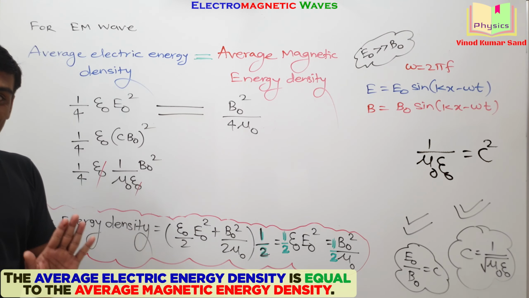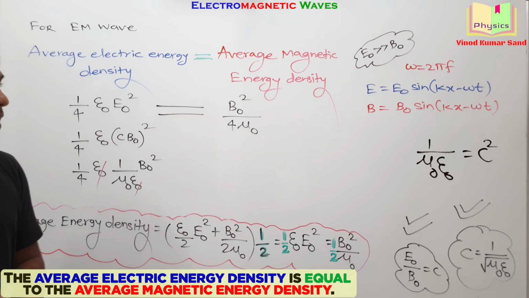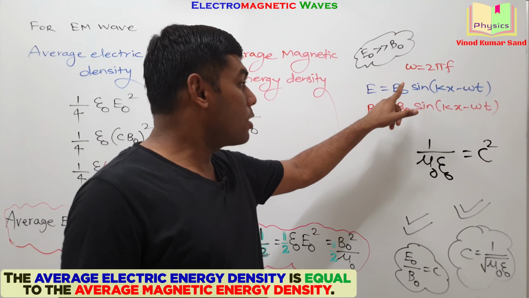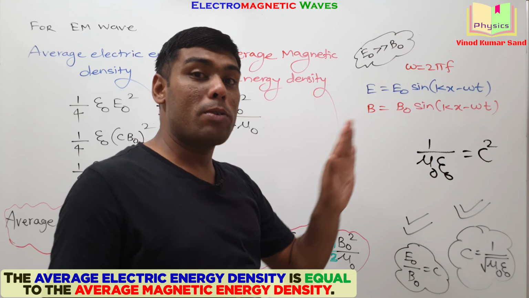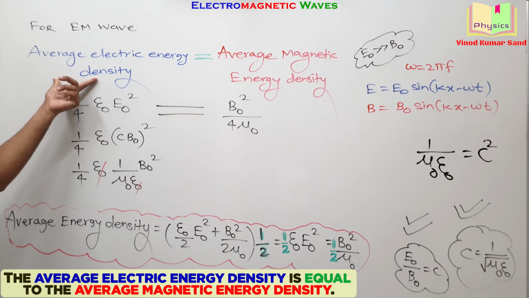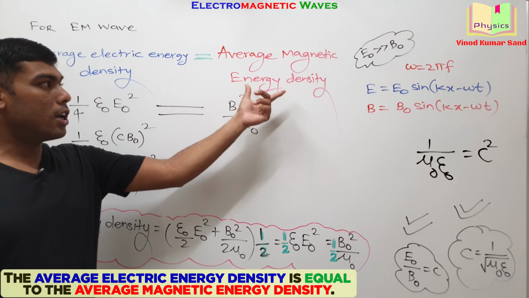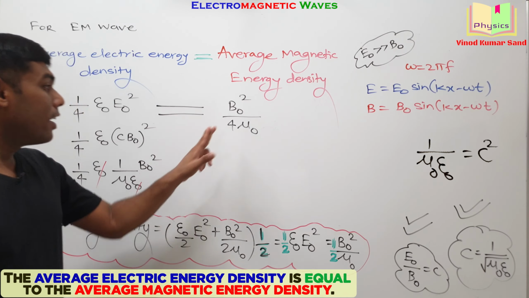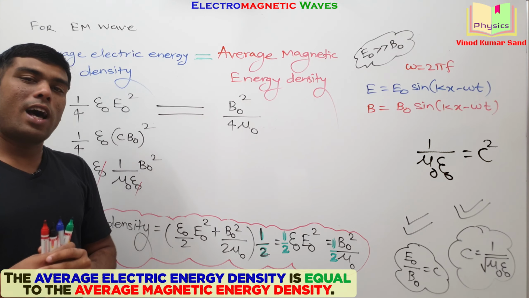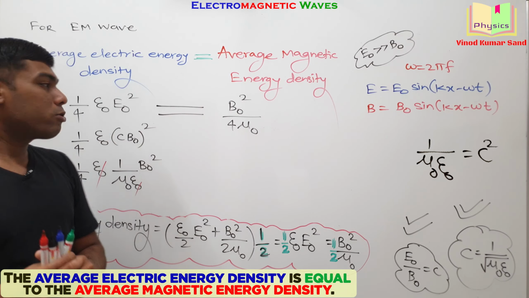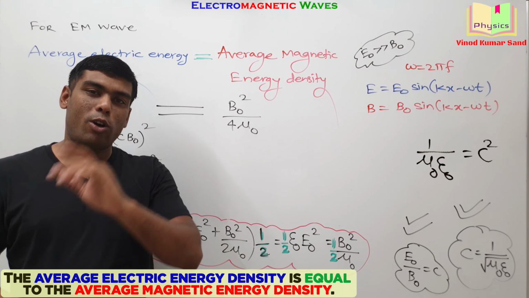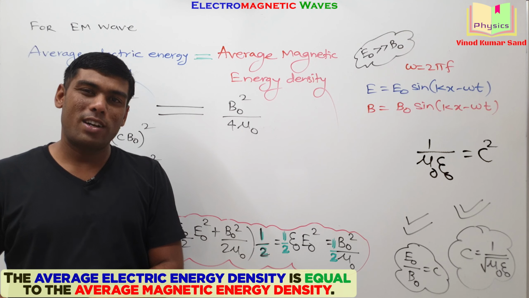So again, I am repeating it because it's pretty important. Although the amplitude of the electric field is much greater as compared to the amplitude of the magnetic field, the average energy density of the electric field and the average energy density of the magnetic field are actually equal for EM wave. Suppose someone asks you what is the ratio of the average electric energy density and the average magnetic energy density for EM wave, then what should be your answer?